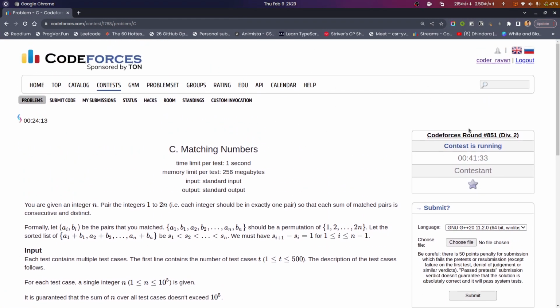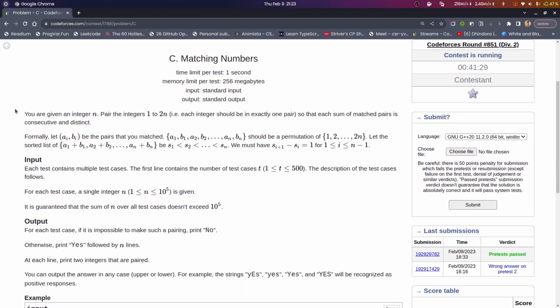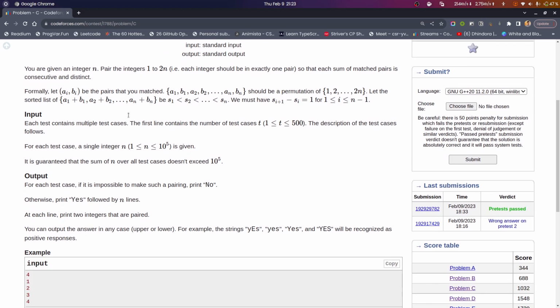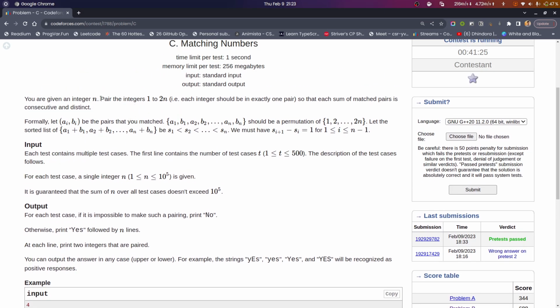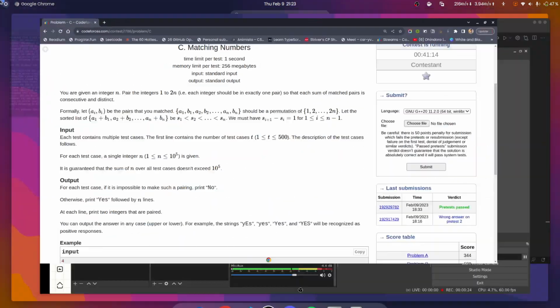We are solving here Codeforces Round 851 Div 2 problem number C, Matching Numbers. So in this problem we have been given an integer number n, and we have a set, or basically a permutation, where all the numbers from 1 to 2n are present, and we need to select the numbers in pairs in such a way that, let us take the numbers like this.